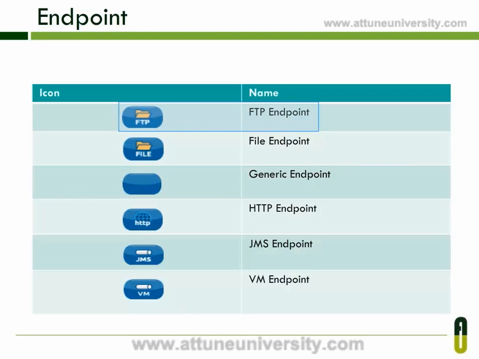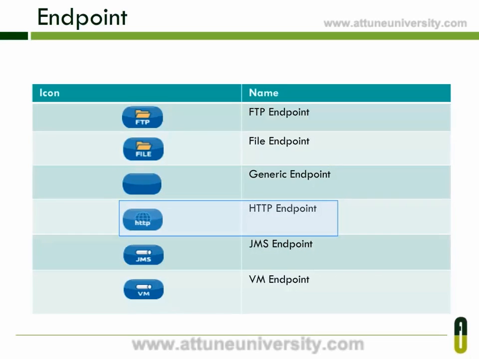FTP endpoint. This endpoint reads files from an FTP server. This endpoint carries all the information for an FTP connection. The host and port values are required. File endpoint. This endpoint reads a file from the file system. Generic endpoint. This endpoint is used to dynamically configure an endpoint using Mule expressions and specifying paths.